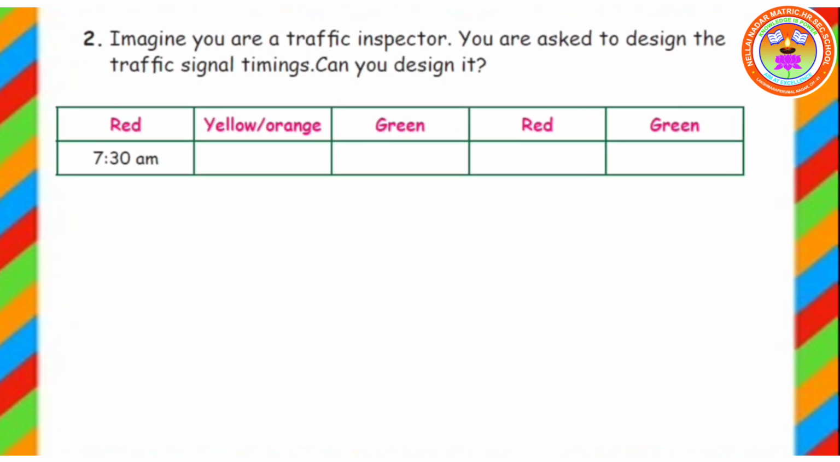Second sum. Imagine you are a traffic inspector. You are asked to design the traffic signal timings. Can you design it? Red signal, 7:30 a.m. Red signal is on at 7:30 a.m. They are giving a time of 2 minutes. 7:32 a.m. Yellow to green, 1 minute. 1 minute is enough. So 7:33 a.m. After red signal, 2 minutes. 7:35 a.m. Red to green, giving 2 minutes time. 7:37 a.m. Can you understand?